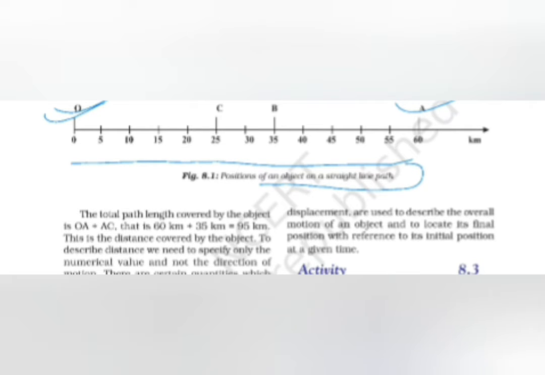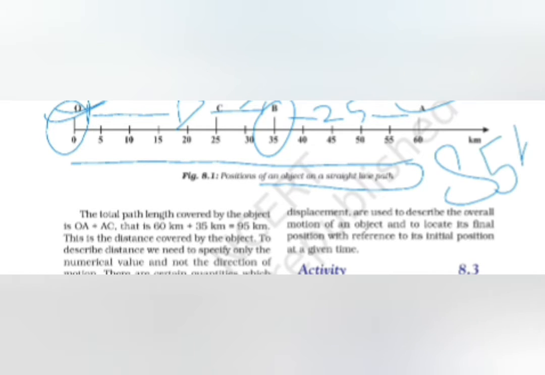It moved back to B, covering a distance of 25 kilometer, that is from here to here. So how much distance can we say it has covered? That is 60 plus 25, which is 85 kilometer. But when we talk about displacement, we count displacement from O to B, because it is the distance between the initial and the final position. So that is the definition of displacement. Here the distance is 85 kilometer, but displacement is only 35 kilometer. Only this much displacement has been covered. So this is the difference between distance and displacement.